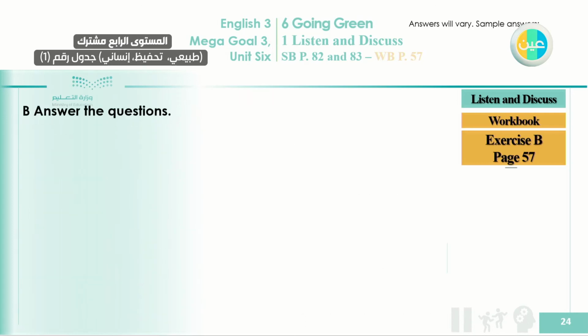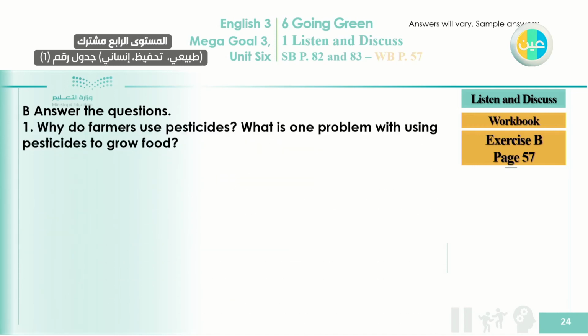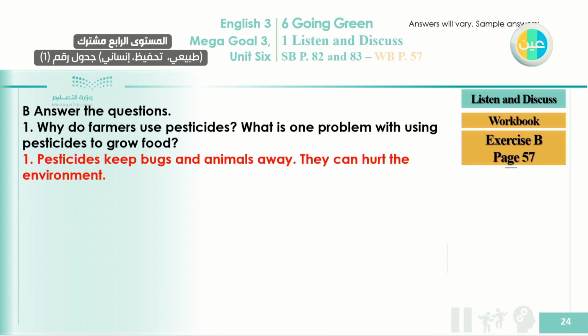For now, guys, we have exercise B on page 57 in your workbook, which is to answer the questions. Why do farmers use pesticides? What is one problem with using pesticides to grow food? Let's go over this part. Pesticides keep bugs and animals away. They can hurt the environment. So this is the answer of number 1.